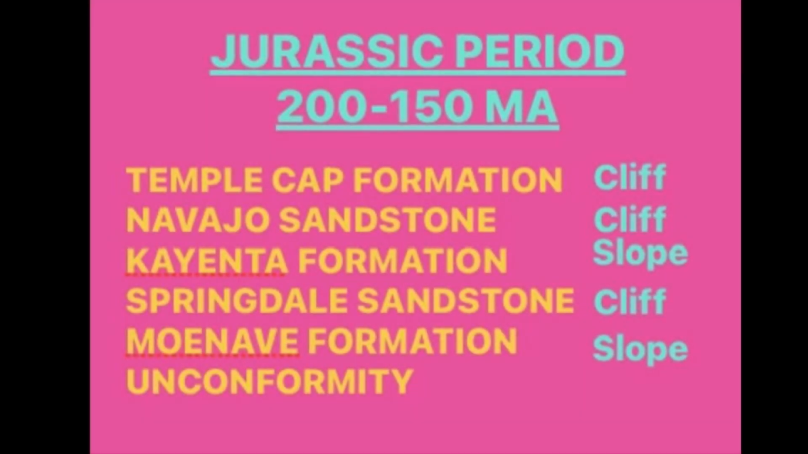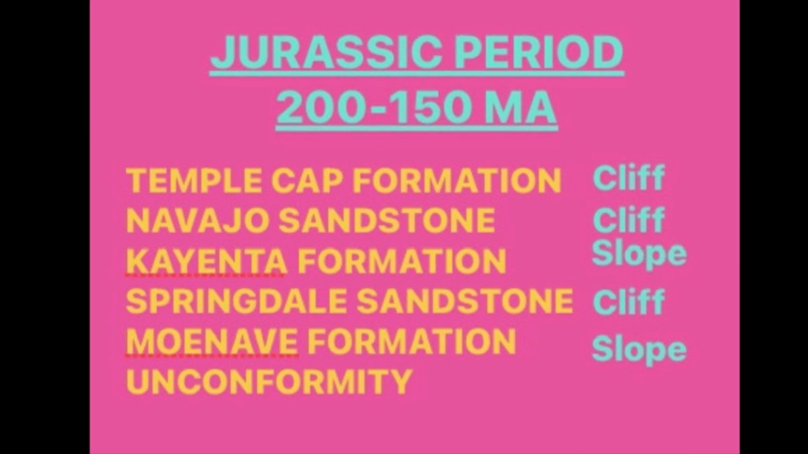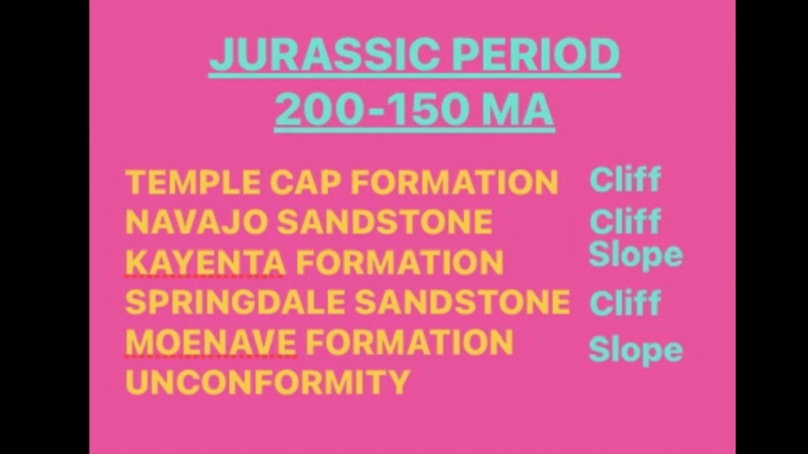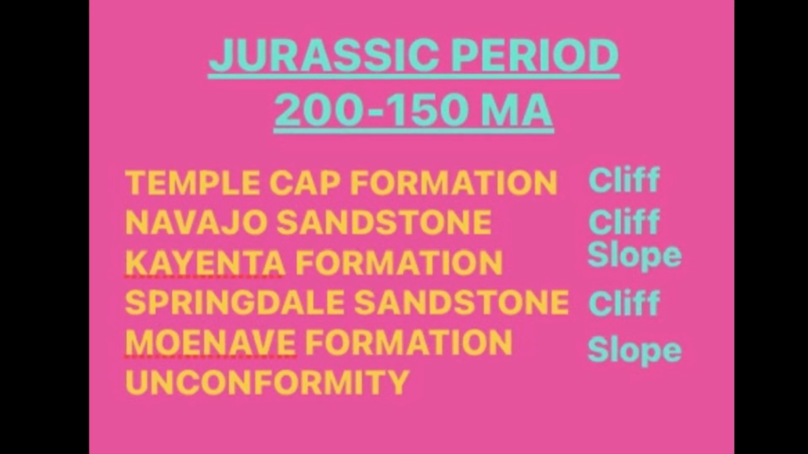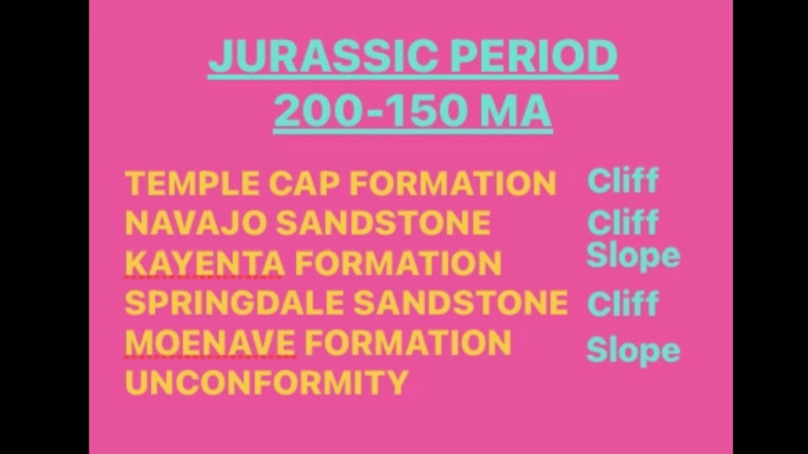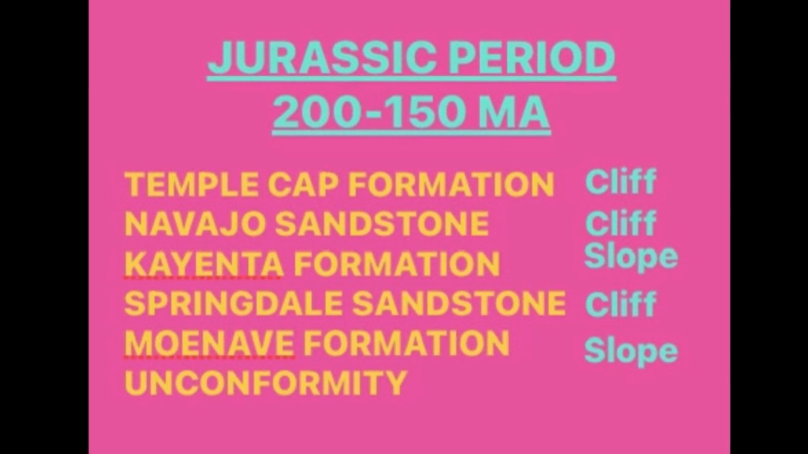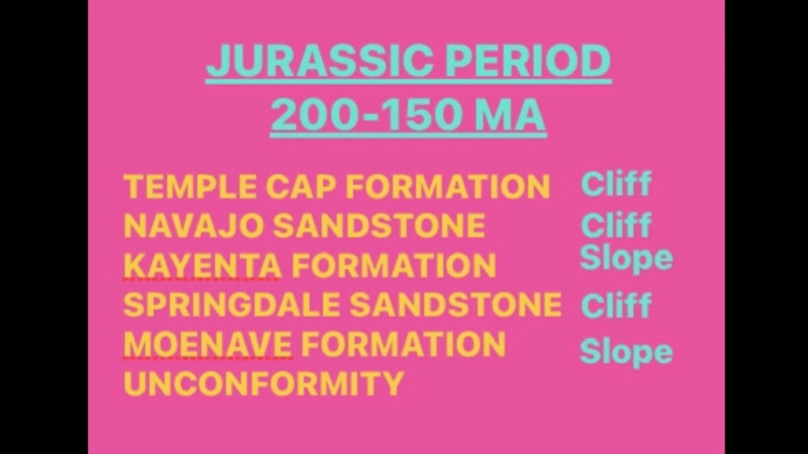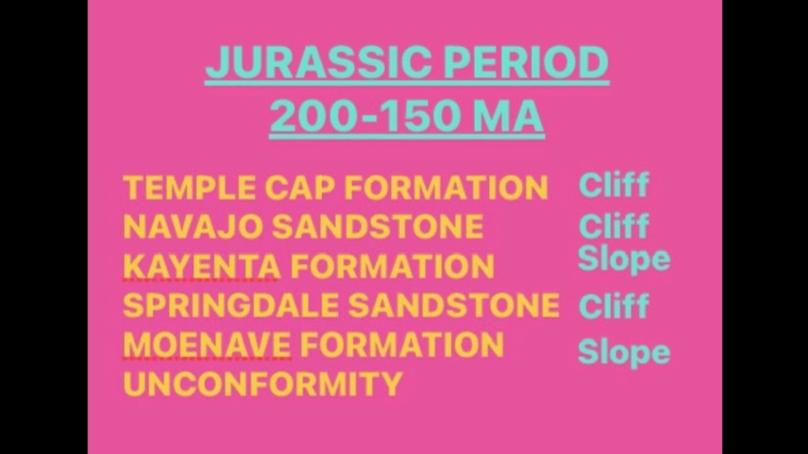Now we're going to get into the rocks that really define the walls of Zion Canyon and give it its scenic beauty. These are rocks deposited during the Jurassic period, which lasted from about 200 million years ago to about 150 million years ago. The first deposit of the Jurassic period was the Moenave Formation, which is a slope-forming deposit that has a lot of mudstone in it.